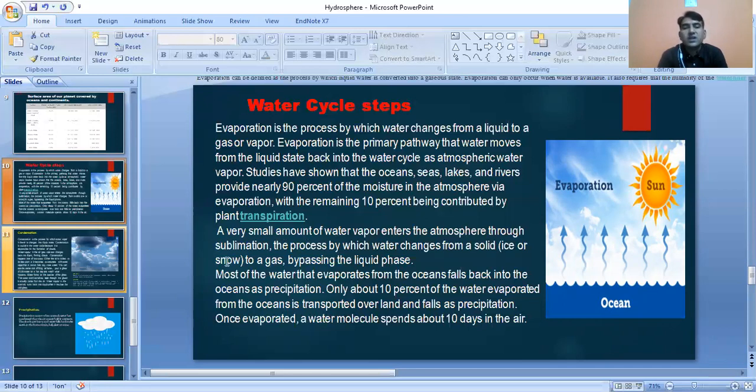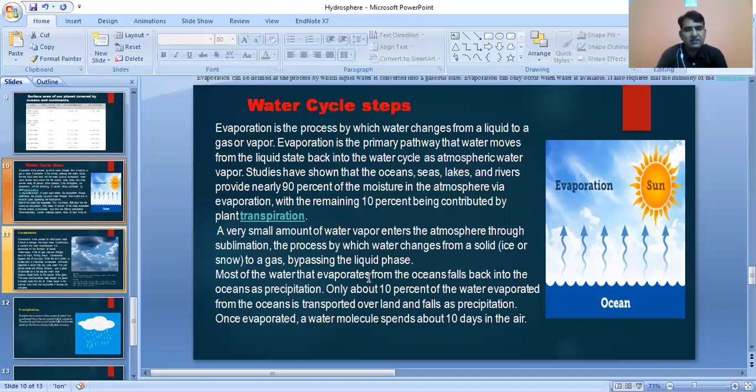A very small amount of water vapor enters the atmosphere through sublimation. As I told you, sublimation is a process by which water converts directly from solid to vapor form. On the tops or peaks of mountains where there is ice, that ice converts into vapor and goes directly into the atmosphere. Normally, ice converts to liquid, and liquid converts into gas. In sublimation, there is no liquid phase; it converts directly from solid to gas.